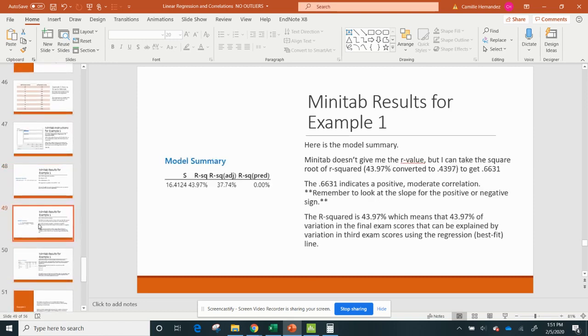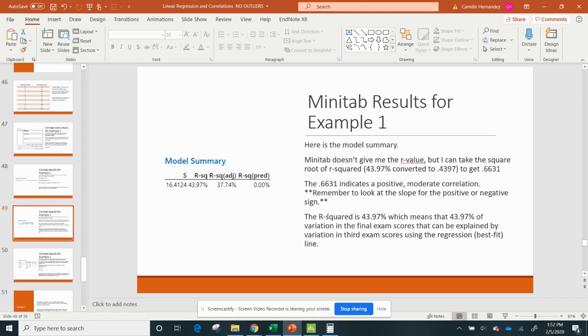But before I can see if it's significant, I need to see what the R value is and the R squared. First I'm going to look for my R squared value, and here it is. It's 43.97. That means that 43.9% of the variation in the final exam scores can be explained by the variation in the third exam scores using the regression line. So basically 44% of the scores in the final exam can be attributed to the third exam scores. That's not bad, 44%. So there are other things affecting the final exam score.